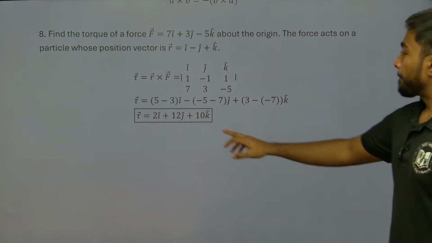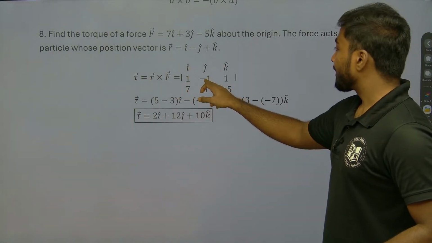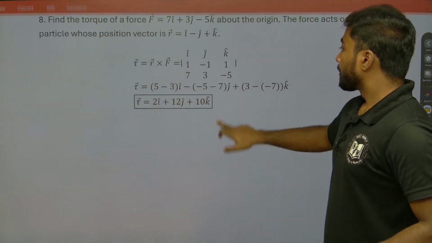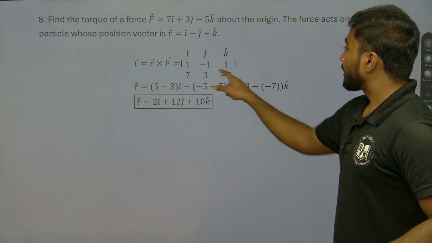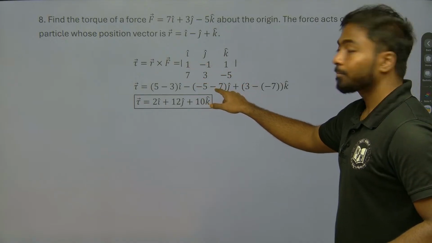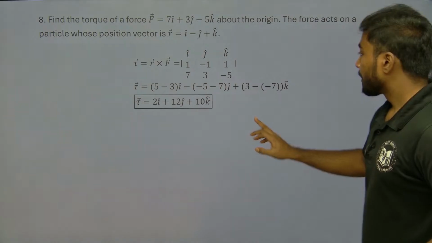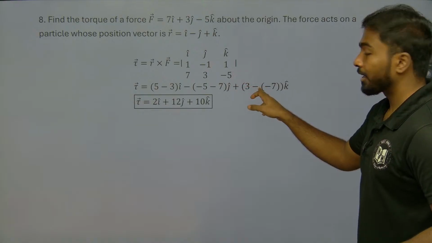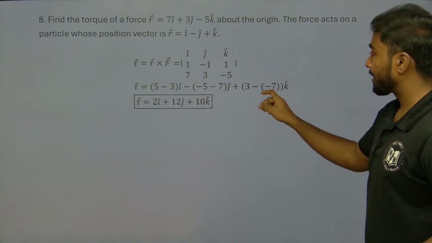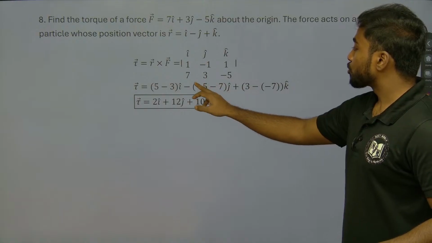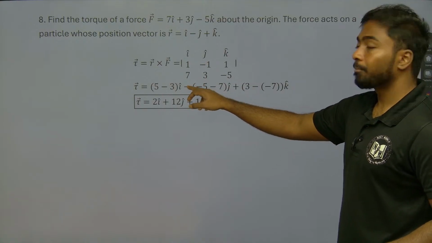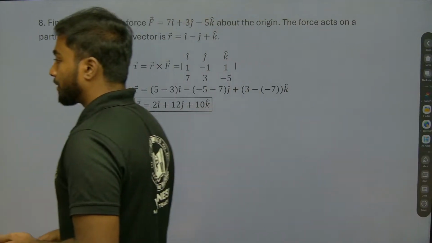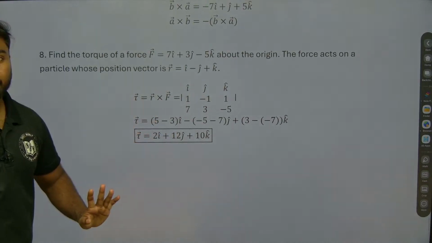So for the i value, minus 1 into minus 5 is 5, 3 into 1 is 3, so we get 2i. Then minus j: 1 into minus 5 is minus 5, 7 into 1 is 7, so minus 12, and minus of minus gives plus 12j. And plus k: this is 3, minus, I keep blindly, 7 into minus 1 is minus 7, so plus 10k is the answer. So this is the answer for this 8th question, right.